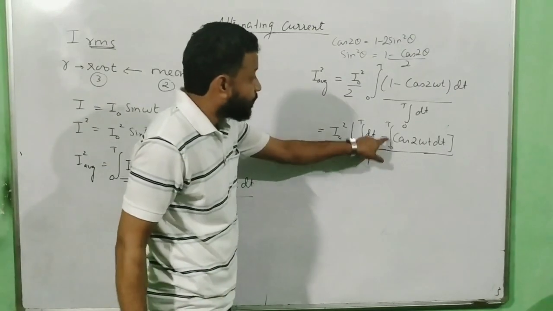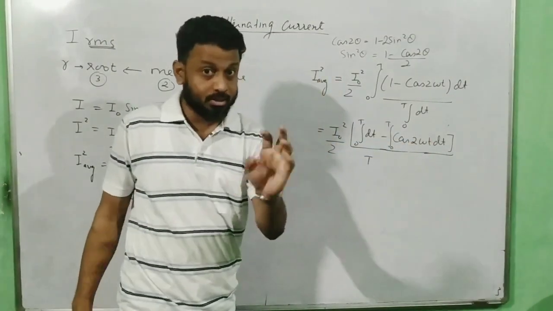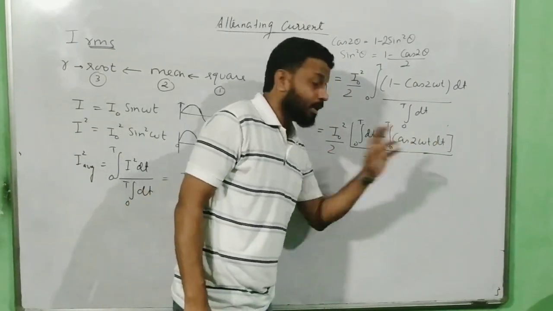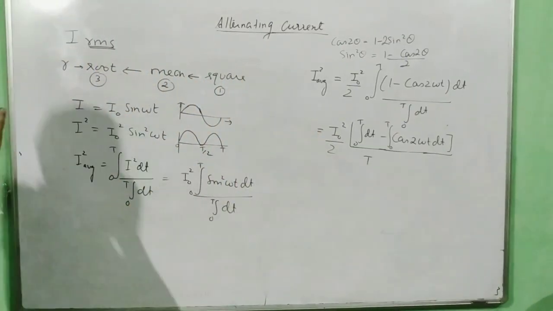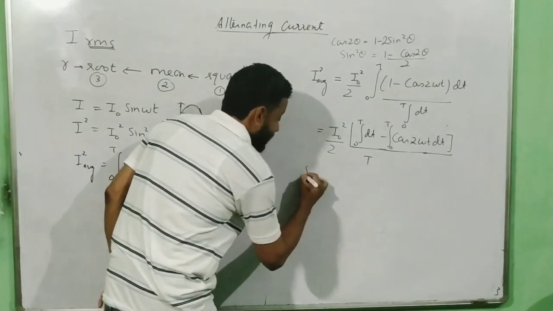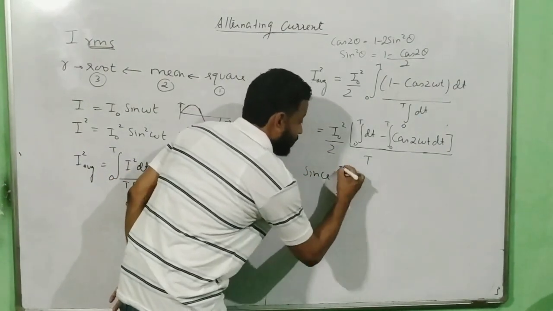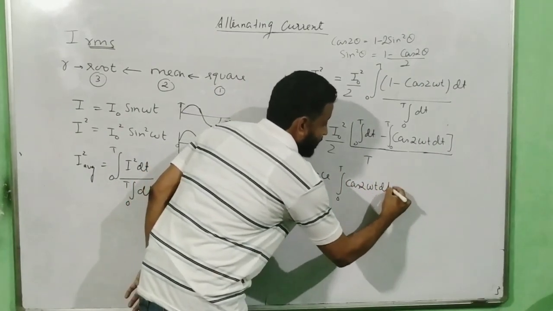You are doing it for a full function, and that is cos 2 omega t. Remember, this is not cos square, it is cos 2 omega t dt. So here you can use right away, and you don't have to prove beyond that. Since the integral from 0 to T of cos 2 omega t dt is equal to 0.